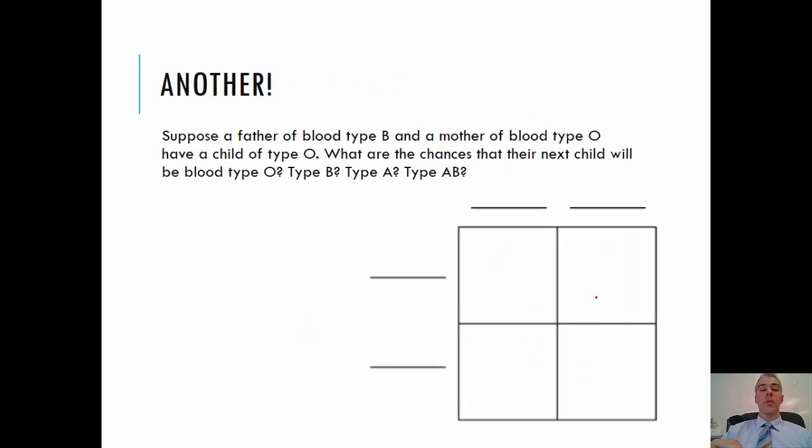Let's try another one. Suppose a father has type B blood, so big I, B. Now we don't know what this is yet. We're going to actually try to figure that out. And a mother of type O blood, little i, little i. What are the chances that their next child will be blood type O?